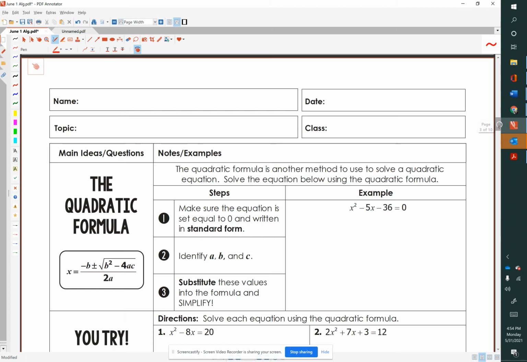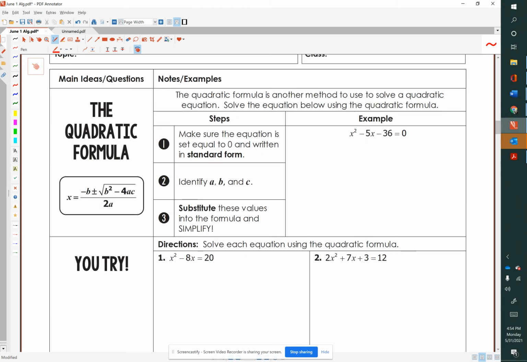Hello, students, and welcome to our lesson on the quadratic formula. This is going to conclude our final way to solve quadratics, which means to find where a quadratic equals 0, where it crosses the x-axis on the coordinate plane.